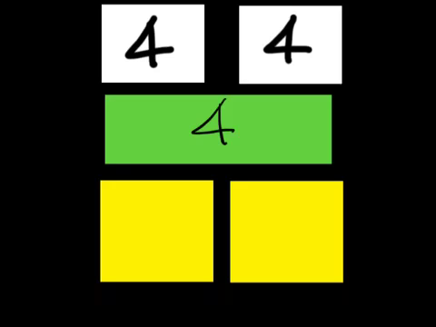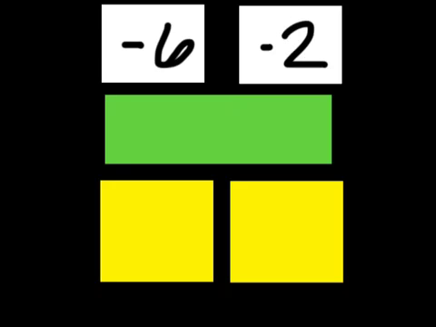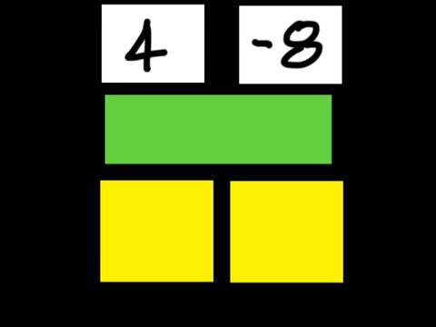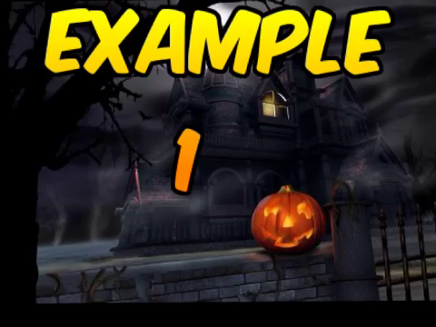4, yes. So what are my numbers? 1 and 1. Negative 6, negative 2. 6. What are the numbers? Negative 1 and negative 3. What is it? 8. What about the first number? And the second? Negative 1. Lowest one. First number? 1 and 5.